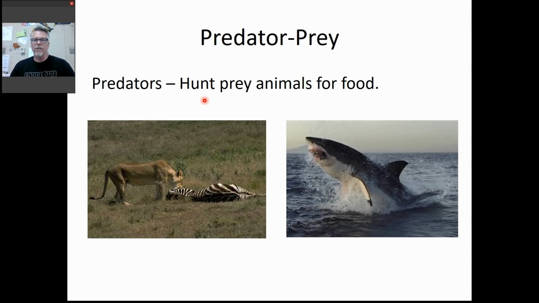A third type of relationship or biotic interaction we want to consider is the predator-prey relationship. So that's where a predator hunts a prey animal for food, like this lion hunting this zebra. The lion is the hunter or the predator, and the zebra is the prey. All right, so the predator-prey relationship is another one that we consider in our discussion of ecology. I think that's probably pretty straightforward.